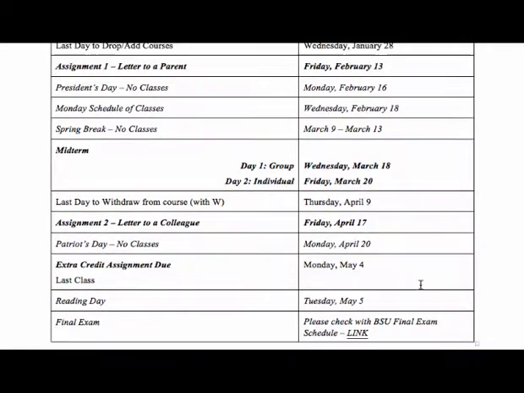I hope that this has been useful for you, and we will talk a lot more about some of the components of the syllabus as we go through the semester.